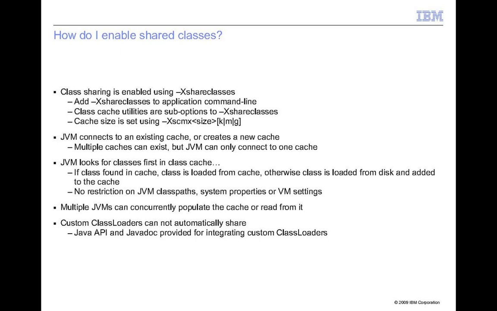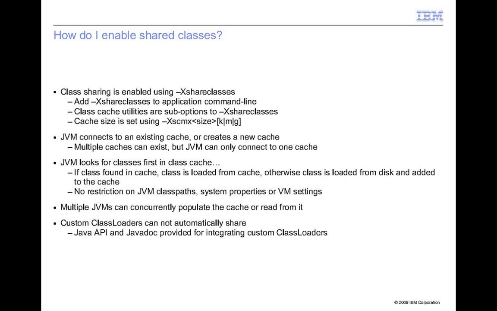There's no restriction on class path, system properties, or VM settings. As I said earlier, the feature has been designed to be as transparent as possible to Java applications. And multiple JVMs can concurrently populate the cache. So for example, if you start up 3 JVMs at the same time and each of them is loading classes, the system will manage access to the cache so that each of those JVMs can add the data and read data as required from the cache.